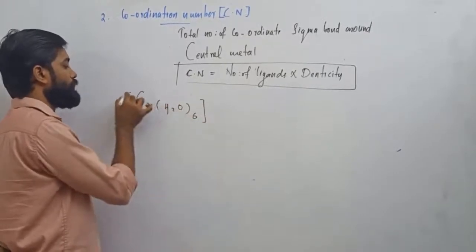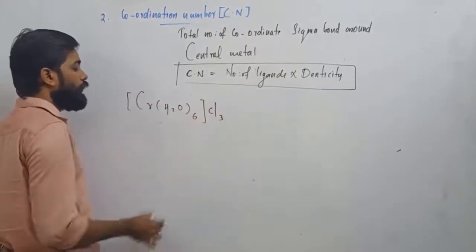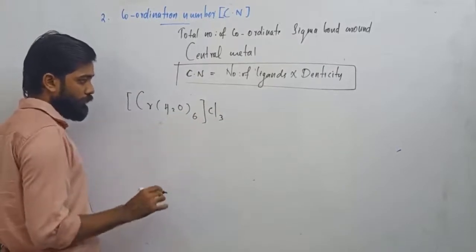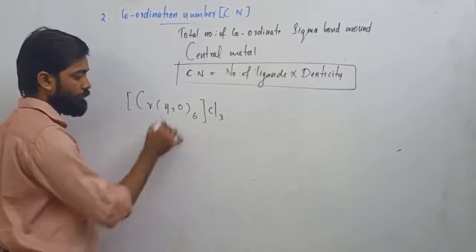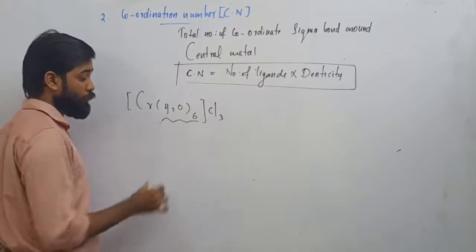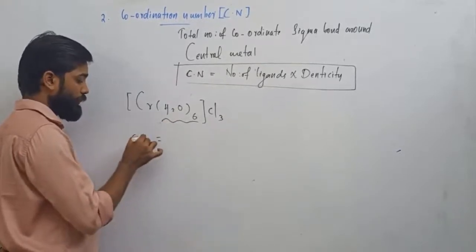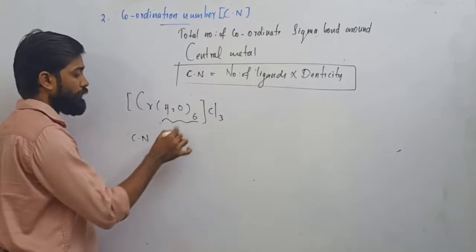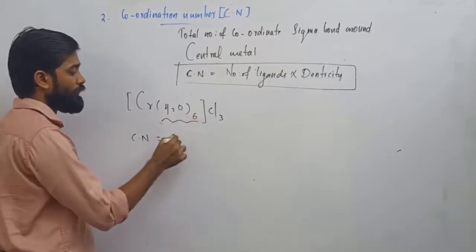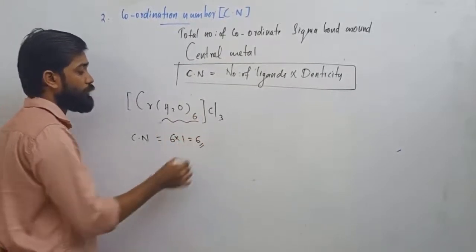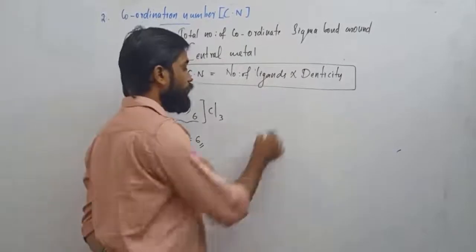[Cr(H2O)6]Cl3. The ligand is H2O. We have 6 H2O, right? H2O is a monodentate ligand, and the number of H2O is 6. The denticity is 1. So the coordinate bonds will be 6, which means the coordination number is 6. Okay.